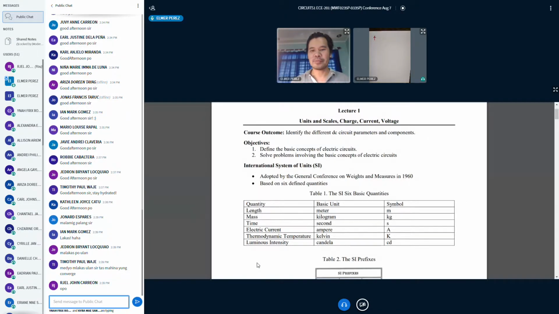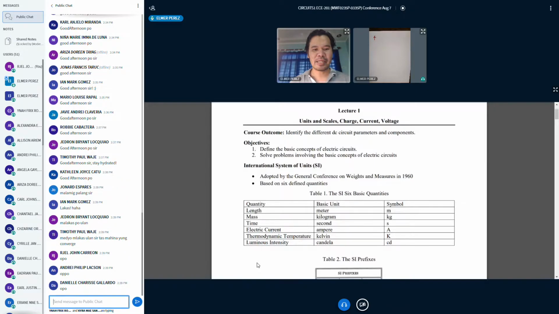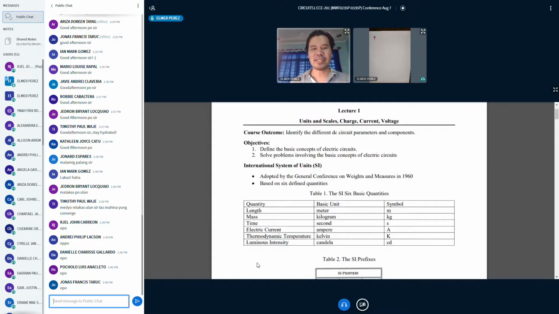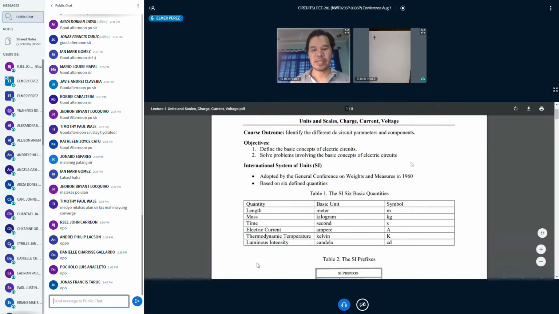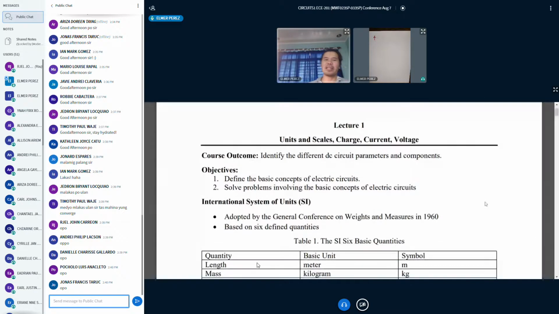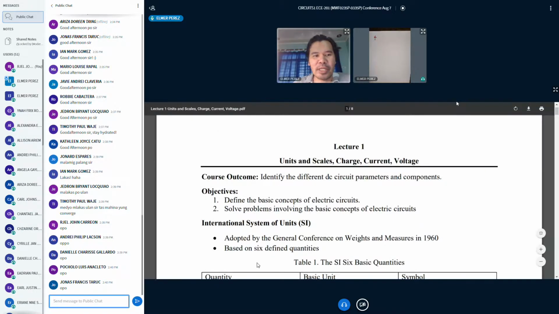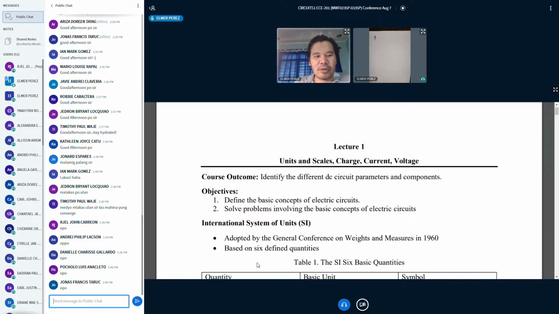Okay. So, ang lesson natin for today ay, ayan. Hindi ko alam kung nabasa nyo na to. Yung lecture 1 natin. Ayan. So, pag-aaralan natin ano ba yung units, scales, charge, current, and voltage. Kung may question kayo, pwede kayo magsalita or mag-type kayo ng question dito sa chat natin.